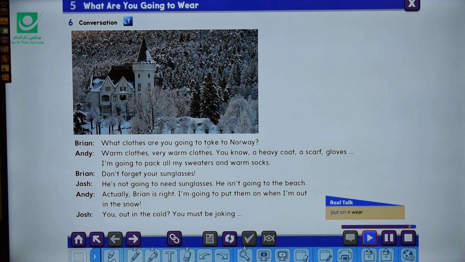You must be joking. Okay, as you can see, Andy is going to Norway and he has to take very warm clothes because it's very cold there. Let's go to the questions.